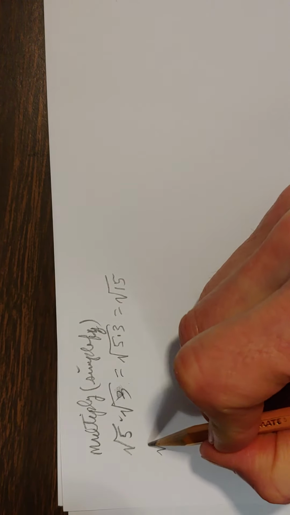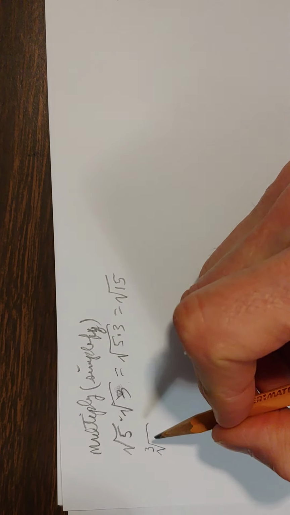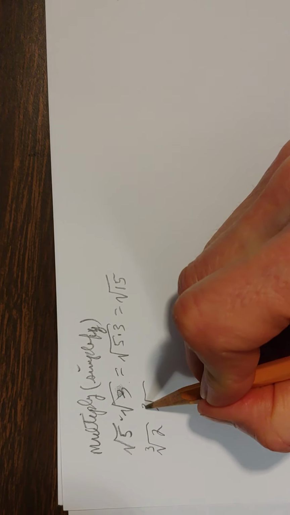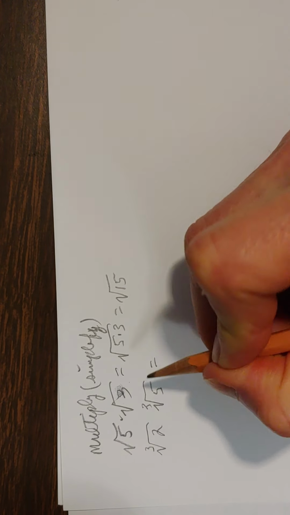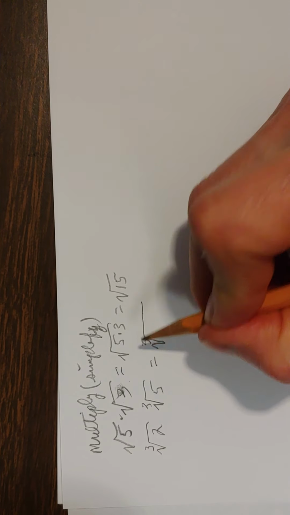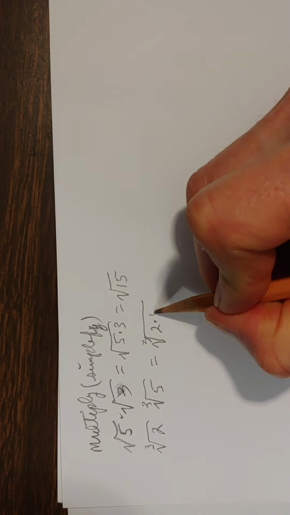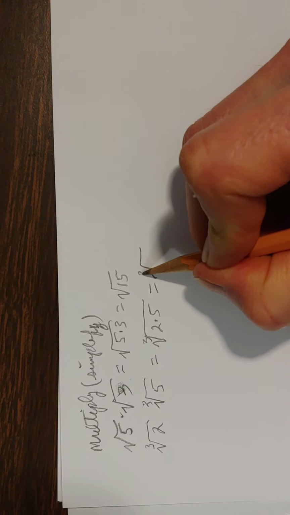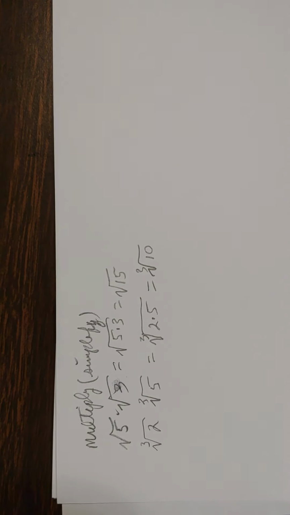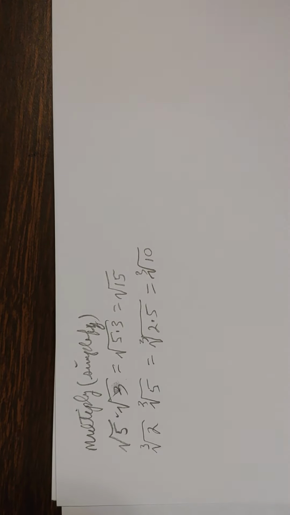Another example is, suppose we had the cube root of, let's say, 2 times the cube root of 5. Notice the indices are the same, so we can write it as one big cube root and multiply the 2 and the 5 together and get the cube root of 10. And this can't be simplified as we discussed in our last class, but I'll go back over that in a minute. But those are some examples.